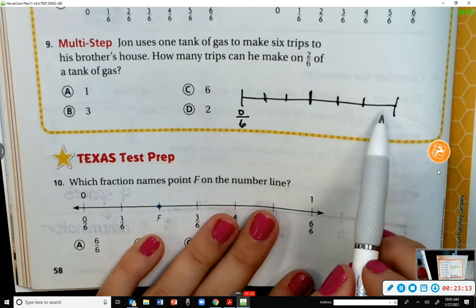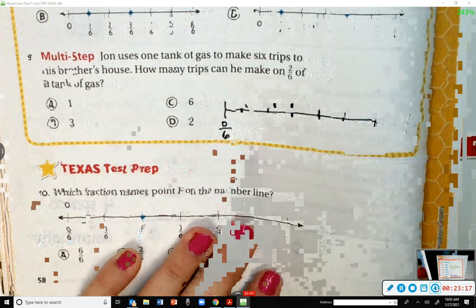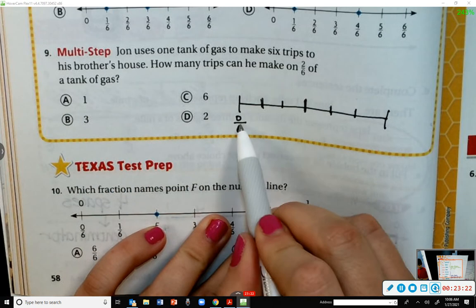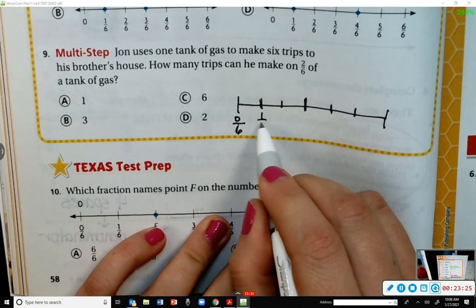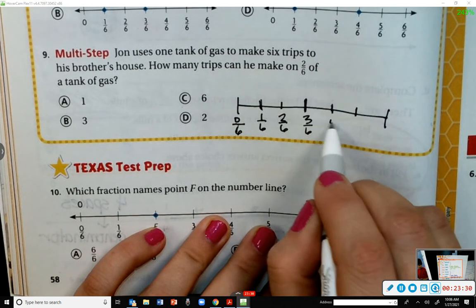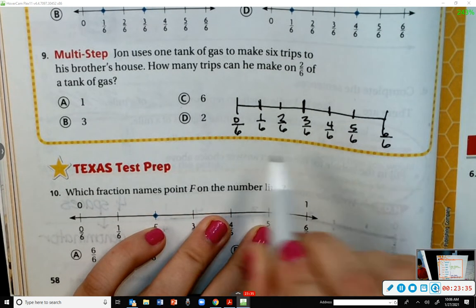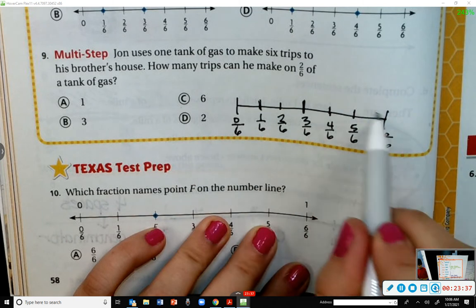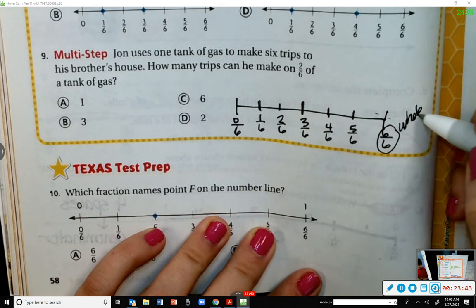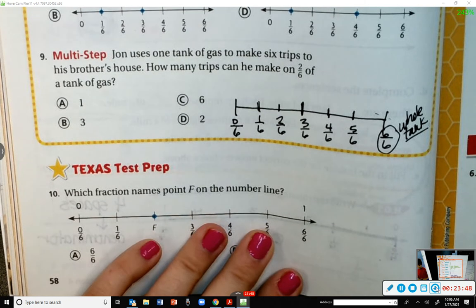Okay, so you should end up having 6 equal spaces. So we got it broken up into 6 equal parts. 0 would be at the front. This would be 1/6, 2/6, 3/6, 4/6, 5/6, and 6/6. And this is representing the whole tank of gas. So when you get to the end, you're using the whole tank of gas. Okay, y'all have that labeled?